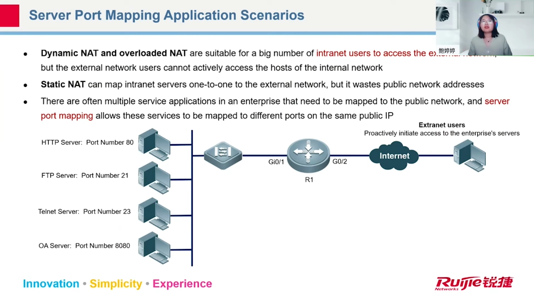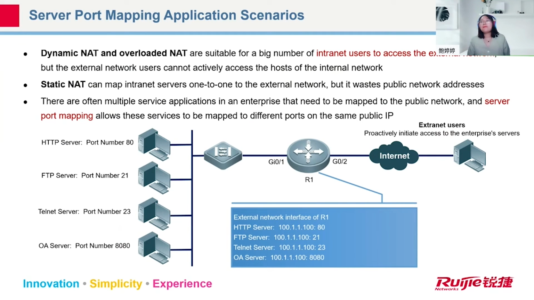to visit each other. So in this scenario, dynamic and overload NAT or static NAT will only be used for some intranet users to visit the external network. If we use static NAT, then for each server we need one public IP address. The public IP addresses are not enough. So in this scenario, we will use server port mapping.